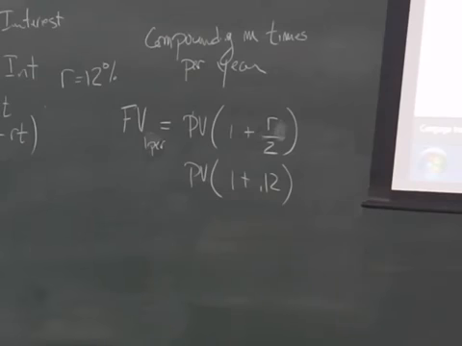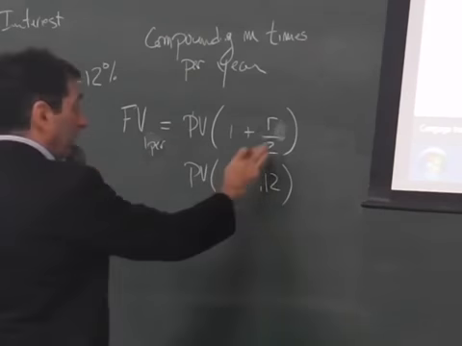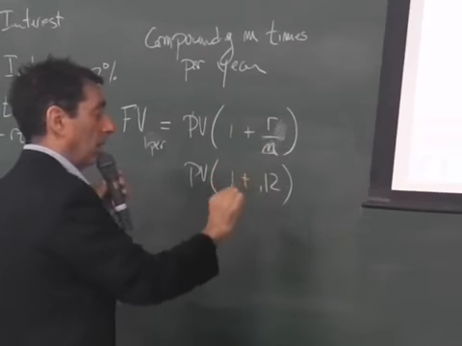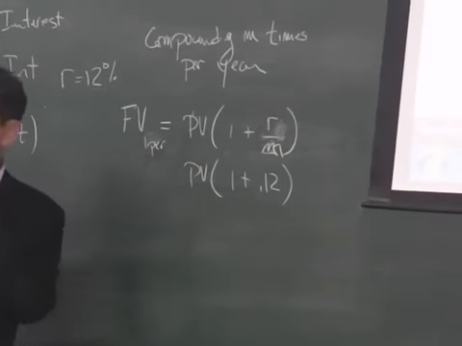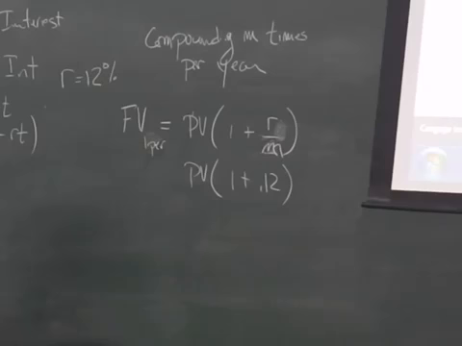Where do I put the M? Here, right? M times per year. So if M is twice, then it's 12 divided by 2. If it's 4 times, it's 12 divided by 4. If it's 12 times, it's 12 divided by 12, right? Okay, so that's the formula, right? At the end of the first period. Okay, so then we have that much money.